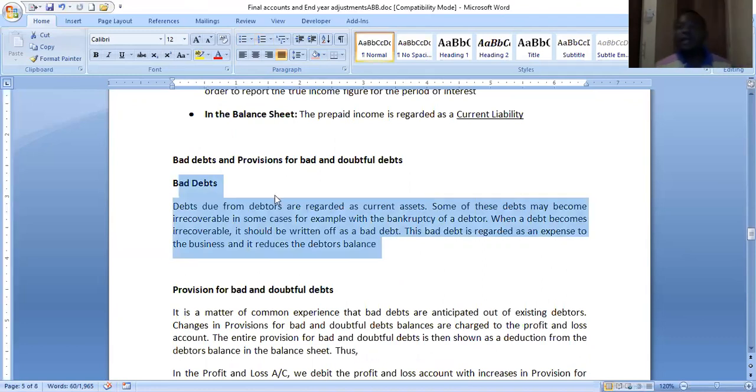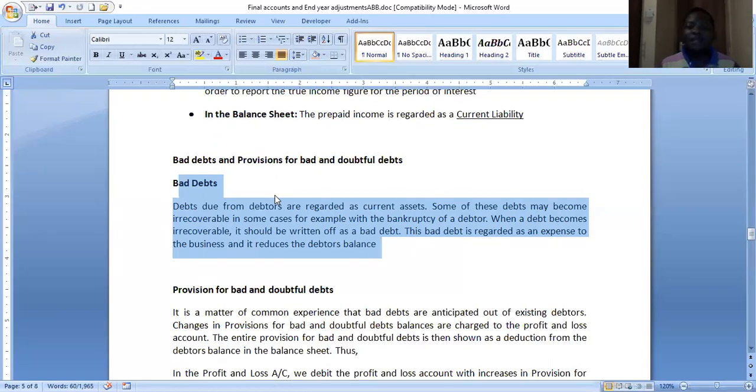A bad debt is a debtor that has been declared irrecoverable. You have a debtor. It even happens in our personal relationships. If you lend someone some money, and then later something happens, maybe you become bitter enemies, so you don't expect this person to pay you back. The most logical thing to do is to cancel that debt. So you write it off as a bad debt.